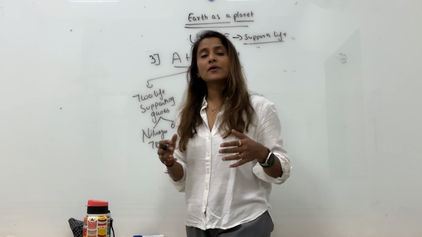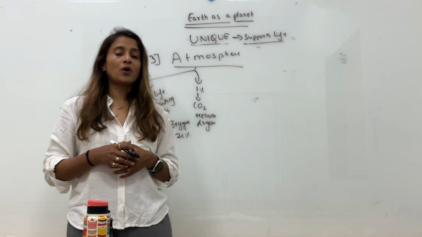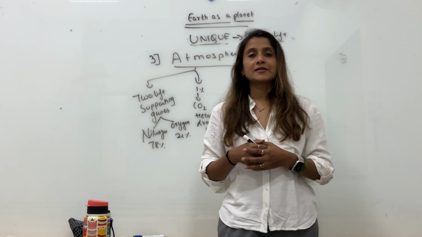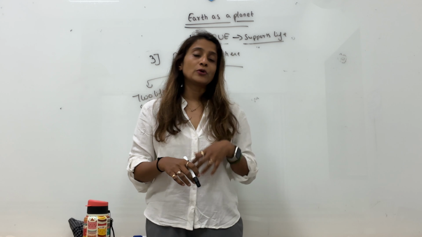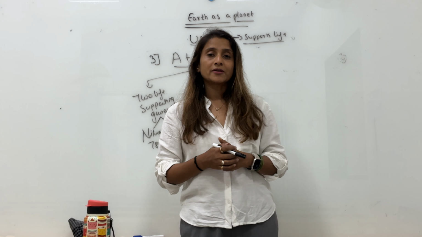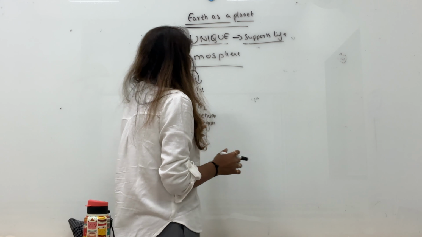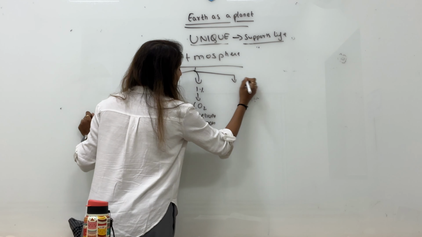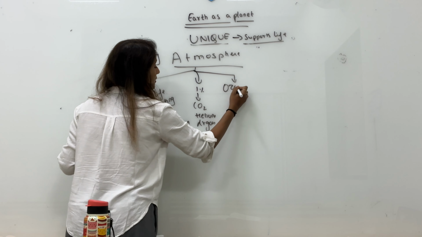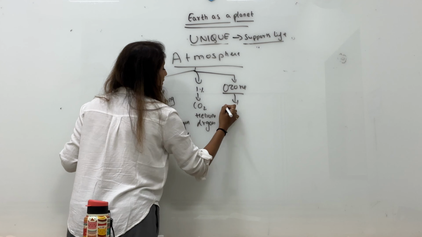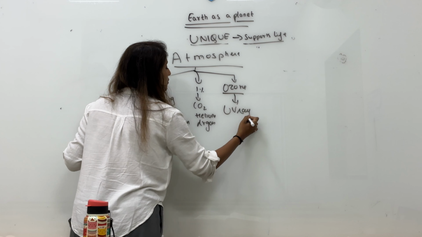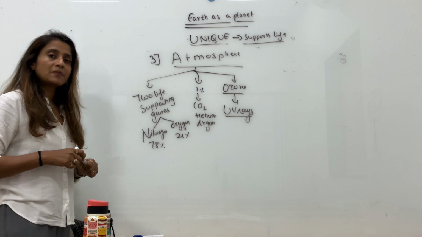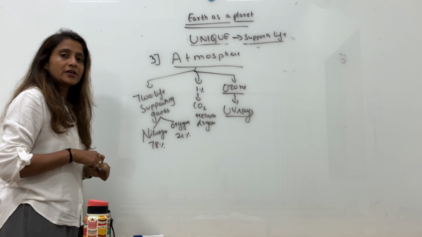Also, without carbon dioxide, how will plants survive? Because they want carbon dioxide to perform the process of photosynthesis. And if plants do not perform photosynthesis, how will we get oxygen? So carbon dioxide is also important on Earth. Then we have ozone. Ozone protects our Earth from harmful UV rays of the sun. That is also found in our atmosphere. That makes our atmosphere unique.